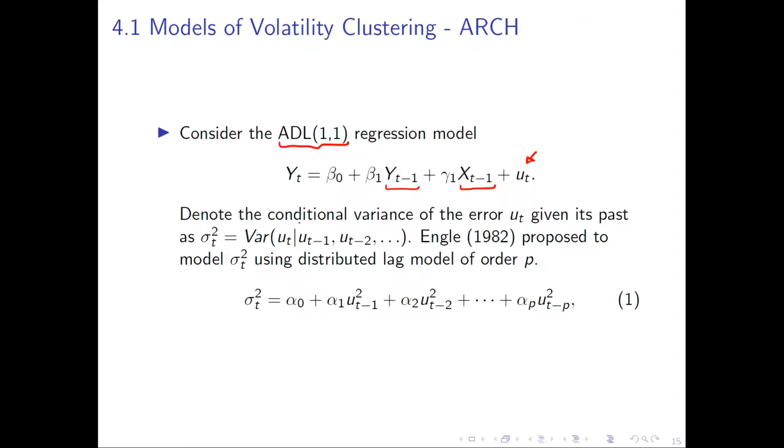Not so in this scenario, because here the conditional variance of the error term, given its past values, is modeled, or not modeled, but expressed as the variance at time t equals the variance of this error term at time t, given its values in previous periods. If we assume that the variance of the error term is constant, then we could just disregard any previous values of the error term and just say that this variance is constant over time.